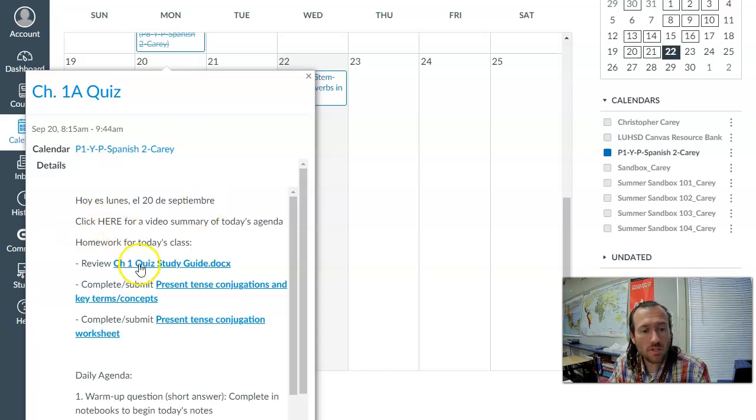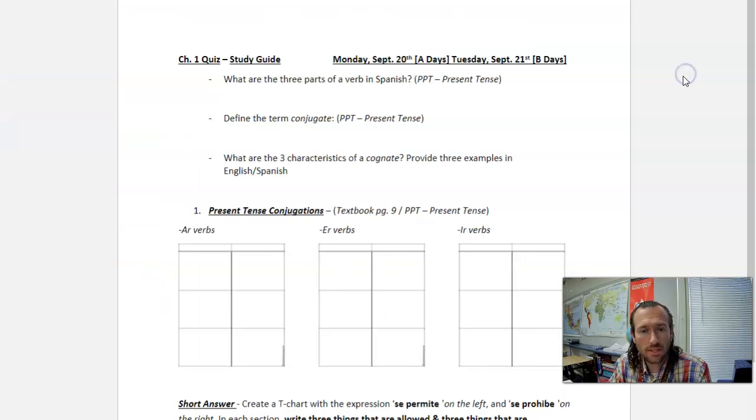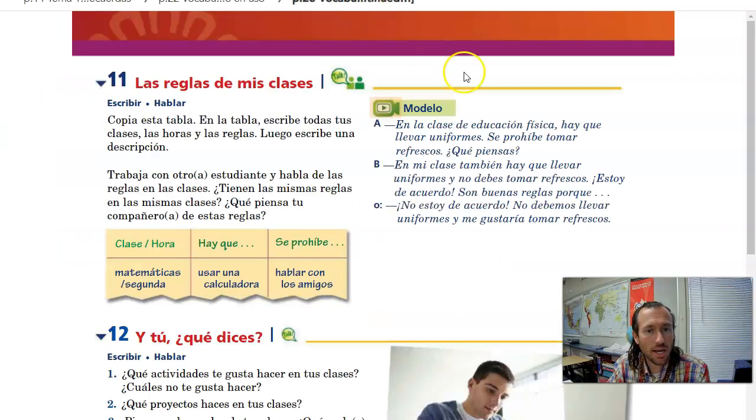What you had for homework for today was to review the study guide for the quiz, the 3 parts to a verb in Spanish, define in your own words the term conjugate, what are the 3 characteristics of a cognate and 3 examples, present tense conjugations of AR, ER, and IR verbs as articulated on page 9 of your textbook.